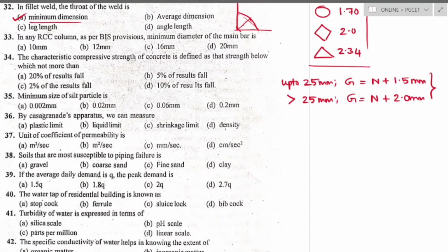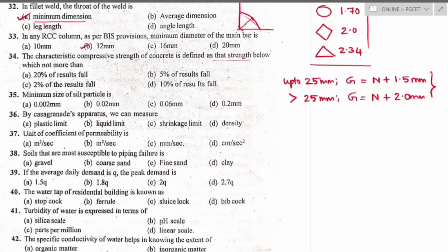Question number 33. In a RCC column, as per BIS provisions, minimum diameter of the main bar is 12 mm. Option B will be the right answer. Question number 34. The characteristic compressive strength of the concrete is defined as that strength below which not more than 5% of the results fall. Option B is the right answer. This characteristic compressive strength of the concrete is determined by conducting the cube test of standard dimension, that is 150 mm size at 28 days. So option B is the right answer.